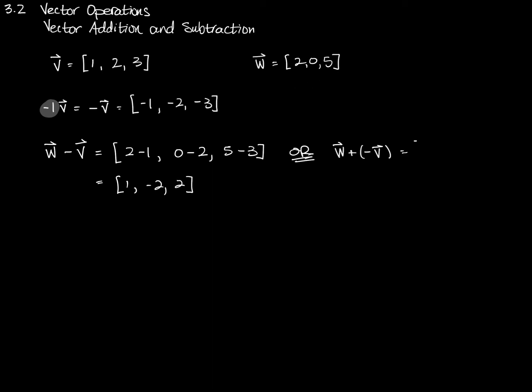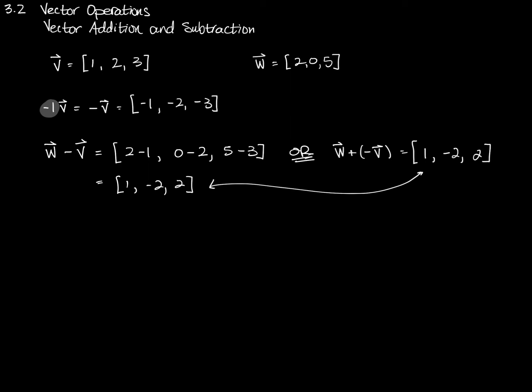So I'm going to get w, the first component in w is 2. The first component in -v is -1. So I get 2 plus -1, which is 1. And then I get 0 plus -2 and 5 plus -3. So as you can see, you end up with the same vector, whether you consider subtraction directly or by adding the opposite. The point I'm trying to make here is that we're working component-wise, with real numbers, so I can subtract two numbers or I can add the opposite.